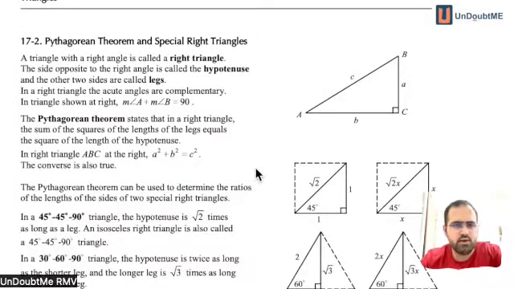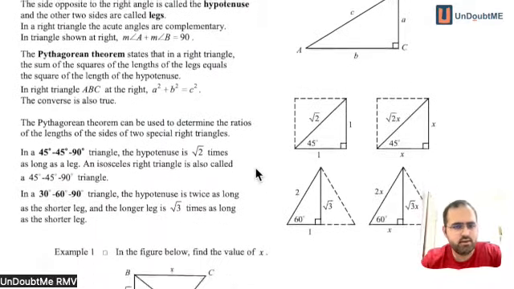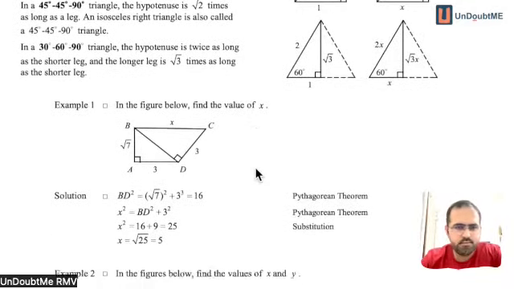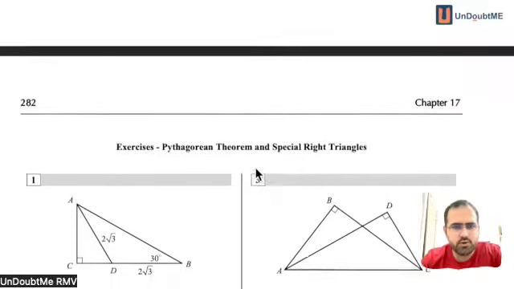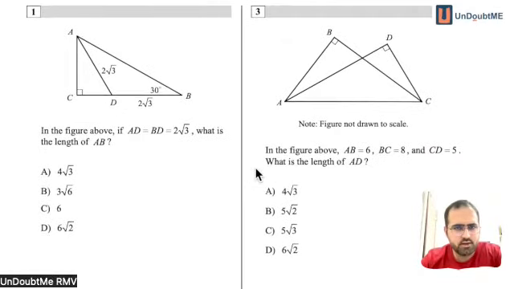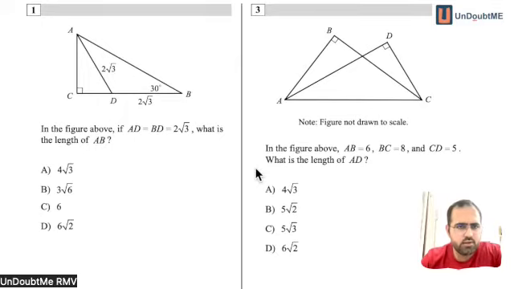Okay. Pythagoras theorem and special right triangles. Nothing unusual over here. We'll directly see the questions. In the figure above, AD is equal to BD. Both of them are 2 root 3. What is the length of AB?